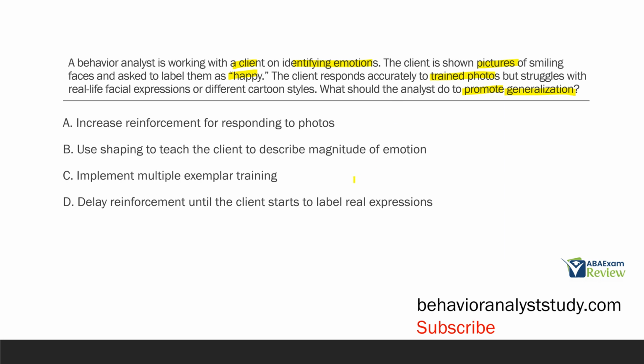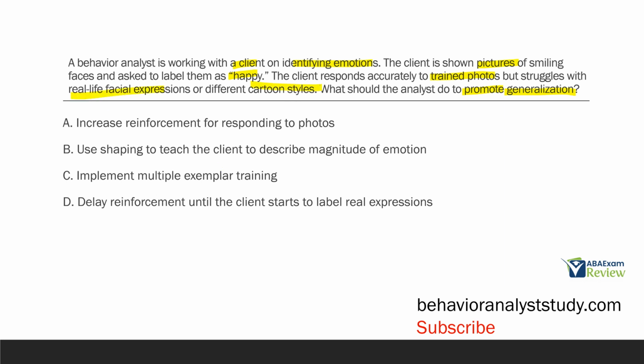B, use shaping to teach the client to describe magnitude of emotion. Well, that might be later down the road when we want to enhance the skill, but right now we're just trying to generalize the skill. C, implement multiple exemplar training. If we started to train more examples, would that help with generalization? Would it promote generalization? It'd probably go a long way if we were training real life facial expressions in cartoon styles.